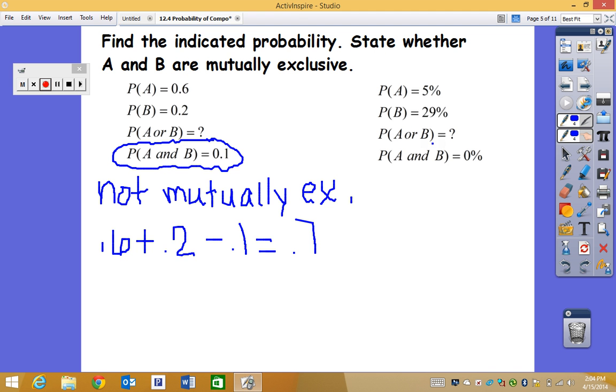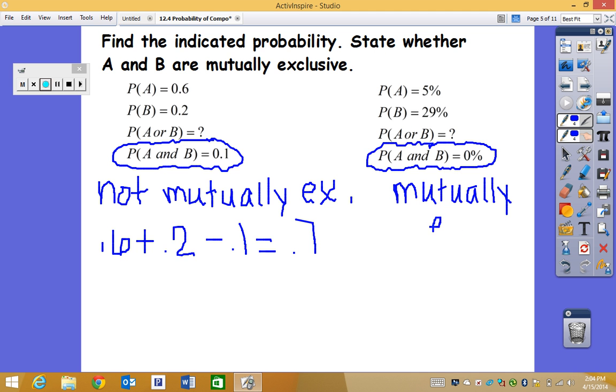In the next example, the probability of A and B, the intersection, is 0%. So these events would be mutually exclusive, meaning they have nothing in common. So to find the probability, we simply add the two together, which gives us 34%.